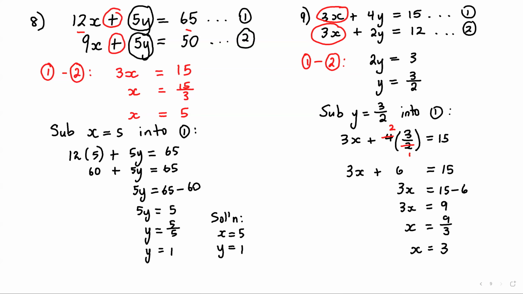So your solution for this pair of simultaneous equations would be x is equal to 3 and y is equal to 3 over 2. So you can actually get an improper fraction or decimal, right? You could have changed this to 1.5 if you wished. It really does not matter. You're still going to get the same answer because that's just the same number anyway in a different representation, right?